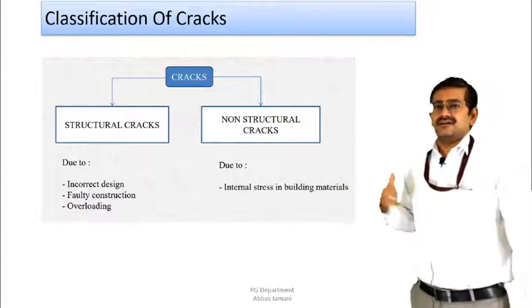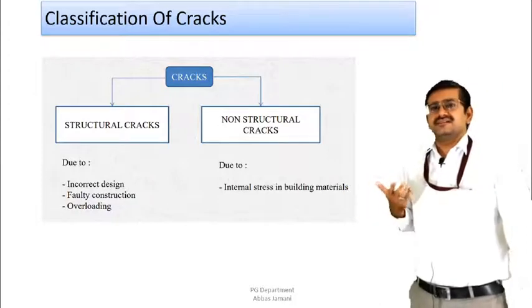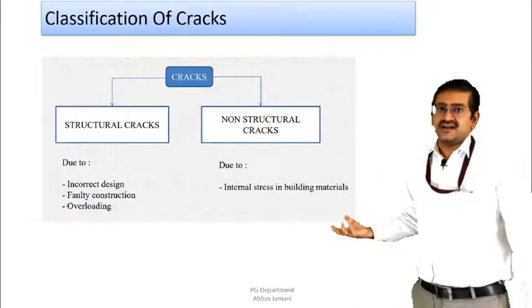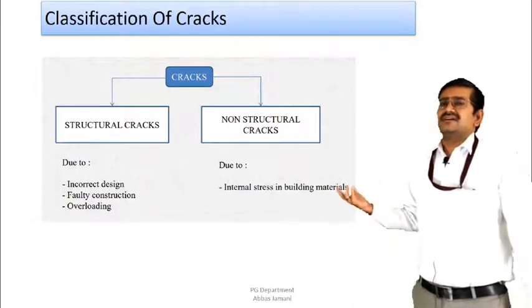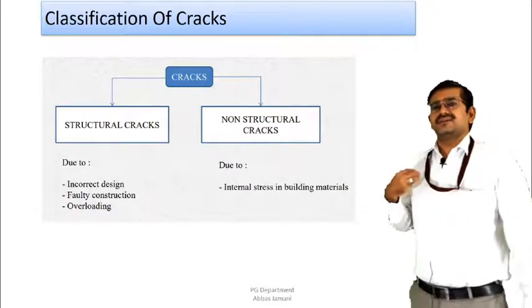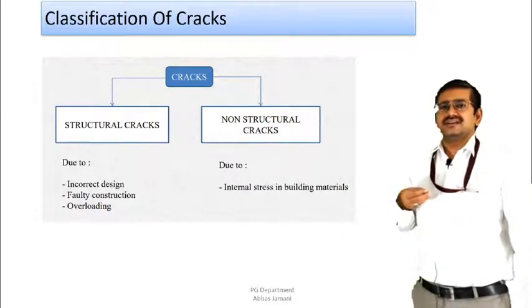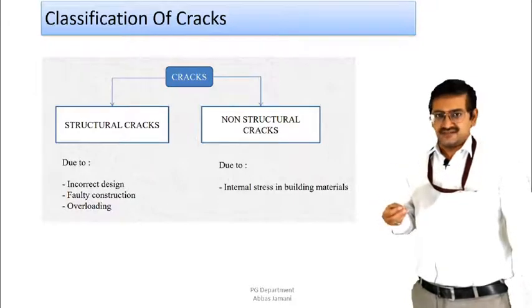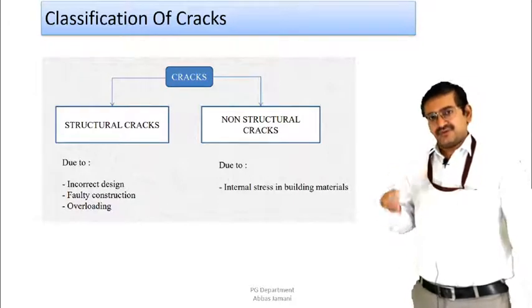Second is faulty construction. Now there are so many reasons that can be listed under the category of faulty construction, and we will discuss those in the upcoming lectures as well. And third is overloading. That is, if there is going to be a change in the occupancy of the structure, right? Then the possibility of overloading is going to be there.